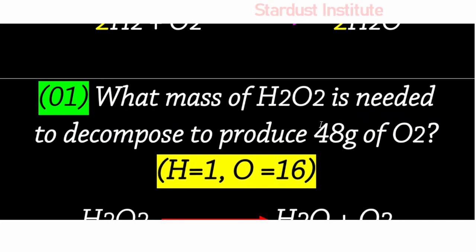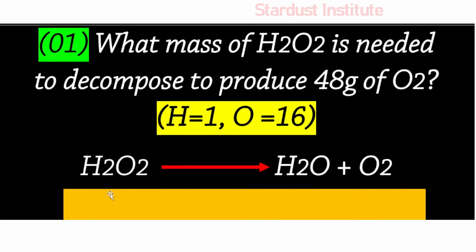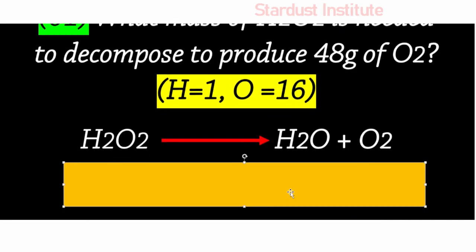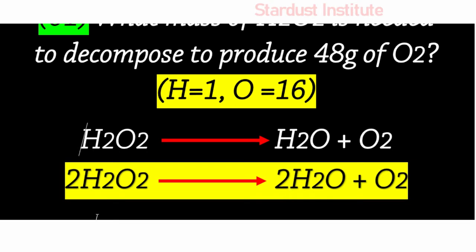What mass of hydrogen peroxide is needed to decompose to produce 48 grams of oxygen? This is the chemical equation: H2O2 on the left hand side, on the right hand side H2O plus O2. We need to balance this chemical equation. 2H2O2 on the left hand side, on the right hand side 2H2O plus O2.